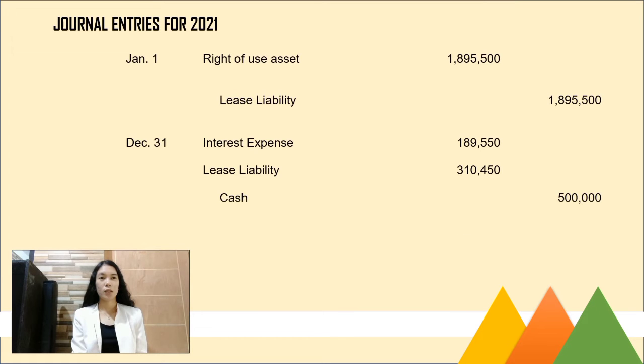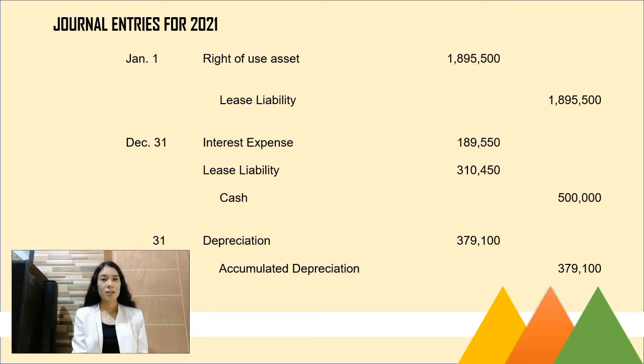For journal entries for 2021, so as of January 1, we debit right of use asset or the ROU asset amounting to 1,895,500. Then we credit lease liability amounting to 1,895,500. Then on December 31, we debit interest expense 189,550. We debit as well the lease liability amounting to 310,450. Then we credit cash amounting to 500,000.